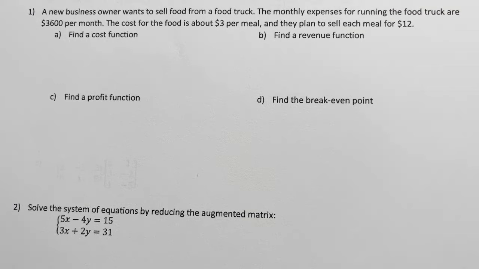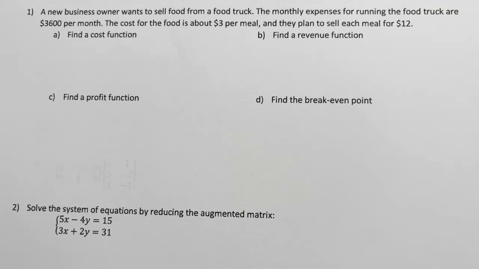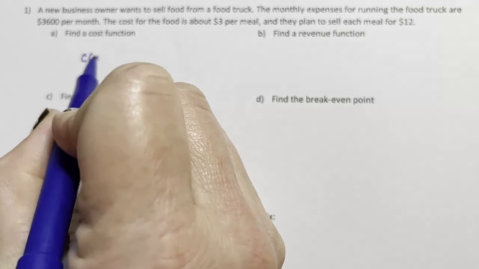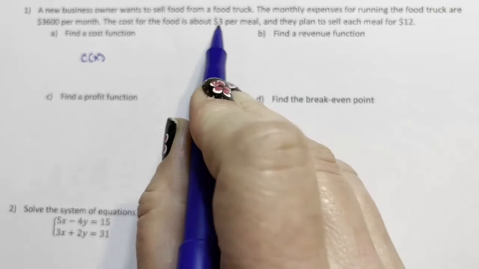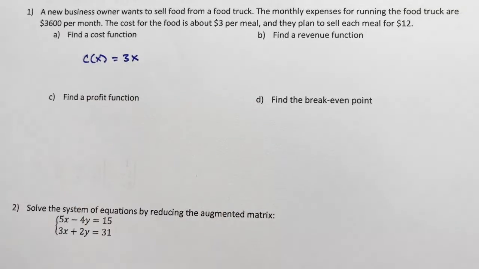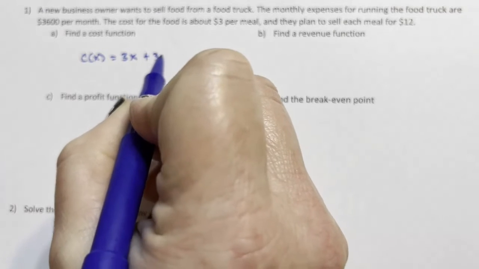Regardless of anything else, if you're asked to find a function, you need an equal sign. Even if the problem has a C of X in it, at least when I create problems, you always need to create a full function. So C of X equals all of the costs. The cost is how much it is per meal, and the expenses, so 3x plus 3,600.